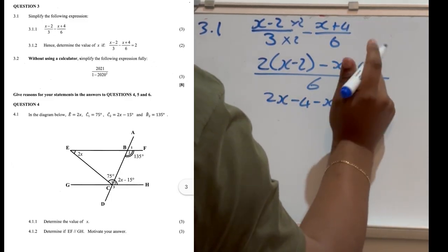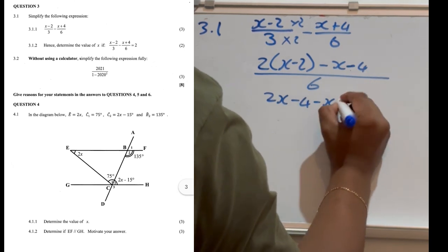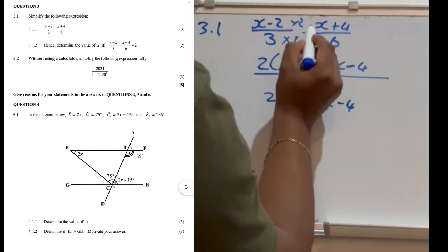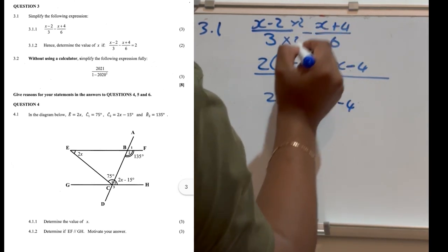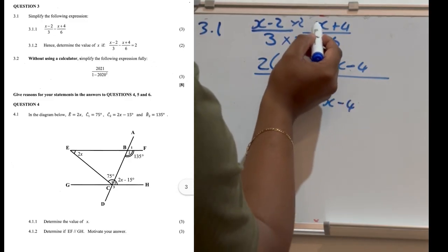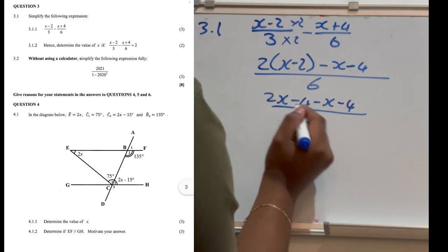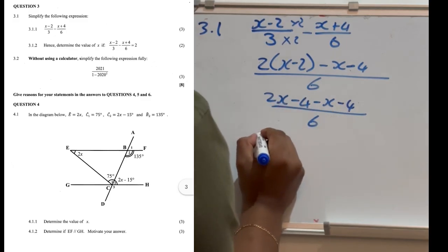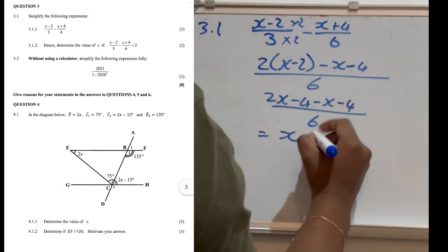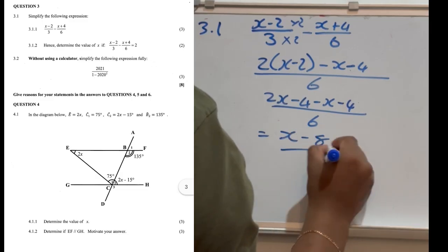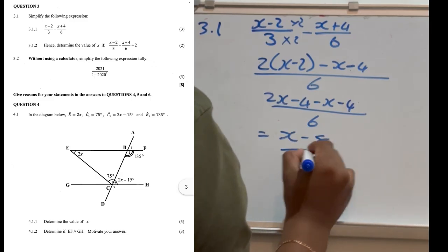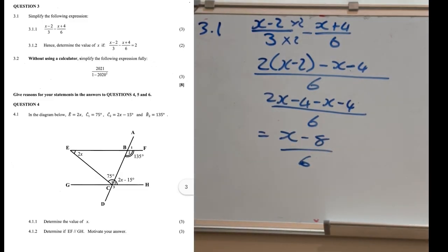Sorry, that's a minus 4. Be careful for that. Always remember that minus, you put it actually in brackets so that you multiply the minus not just with the x but also with the 4 over 6. So then that is x minus 8 over 6 is your answer. Okay.